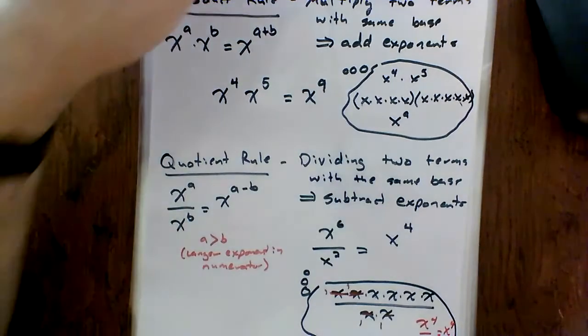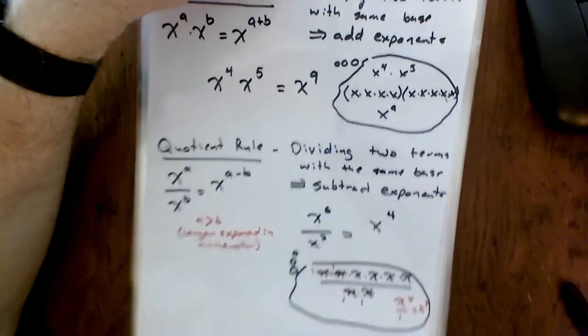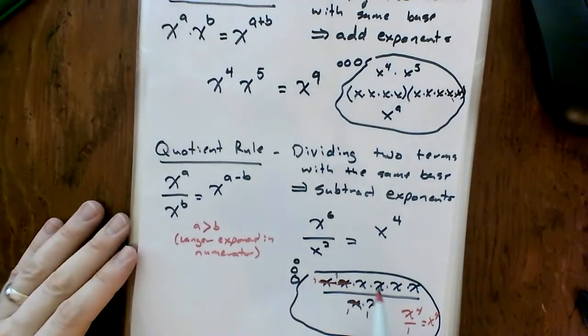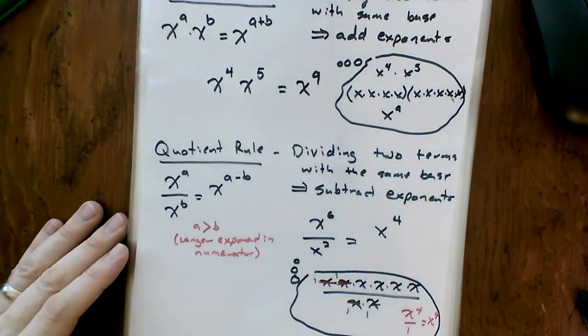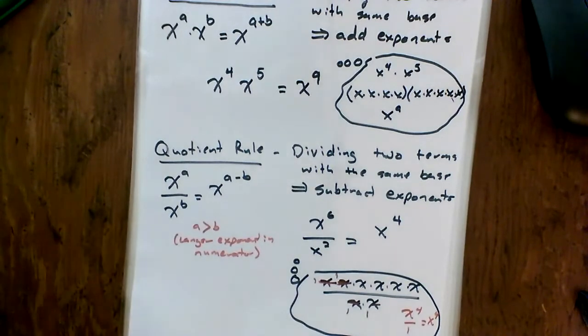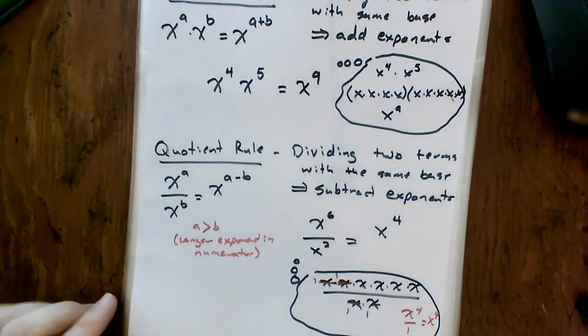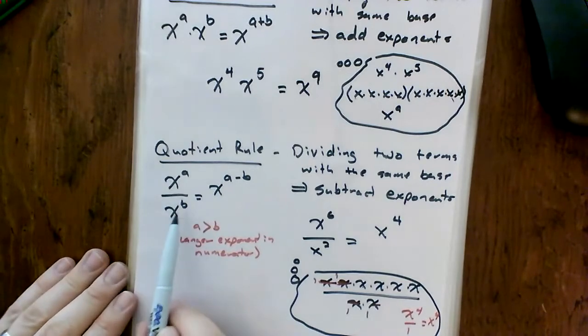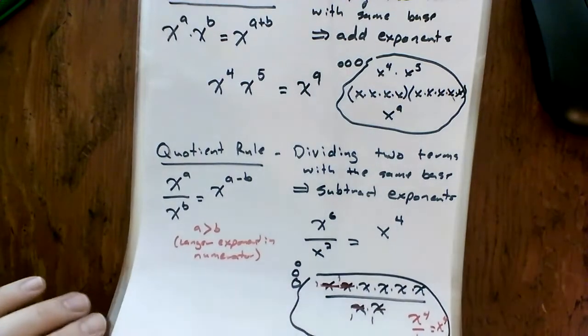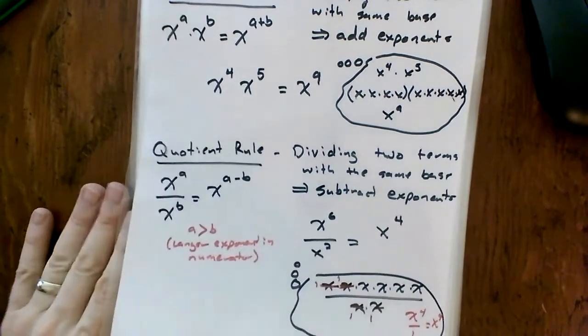Oops, running myself out of space. So that's the reasoning behind this. Well, what happens, and this is the other piece of this rule, is what happens when we've got a higher exponent in the denominator. And there's 2 different ways we could go about this.